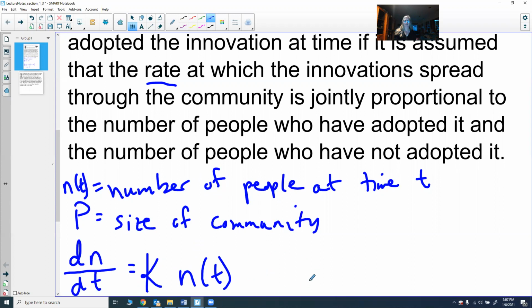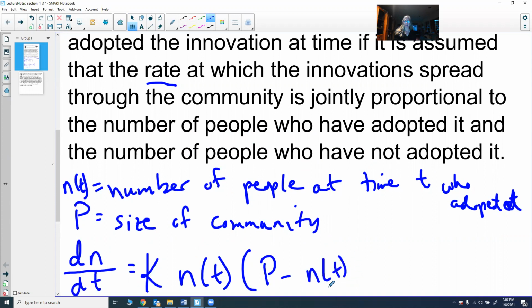So we need something else here. We're jointly proportional to the number of people who have adopted it. That's what n of t is. And I should have said who adopted. Can't spell adopted. Okay. And we're looking at the number of people who have not. Well, if we have P people in the community and n of t have adopted it, then the number of people who have not is P minus n of t. So if n of t is how many have adopted it, P minus that is how many people have not. And so there's your differential equation.